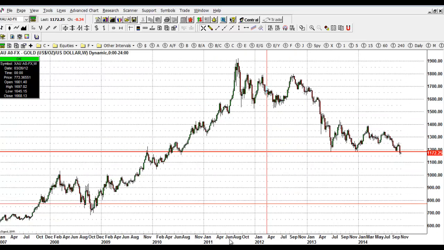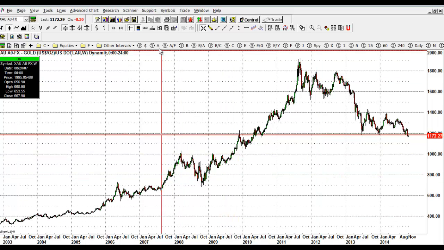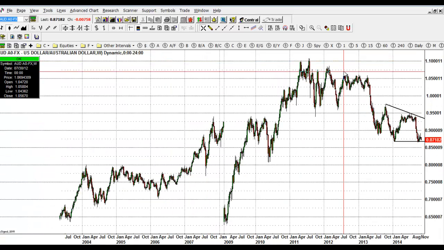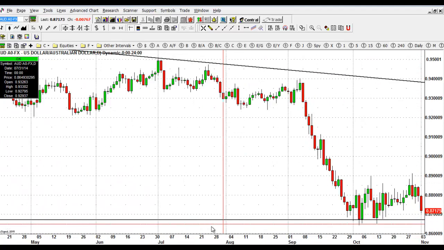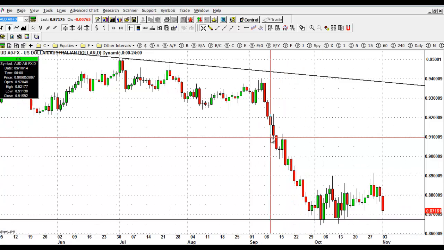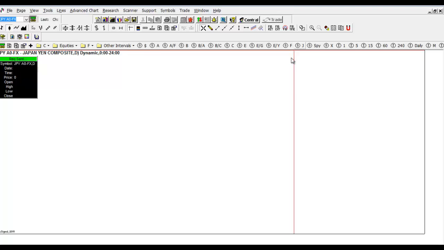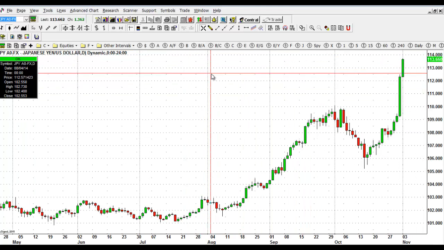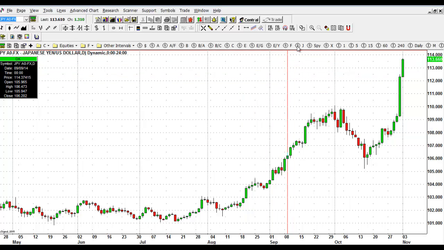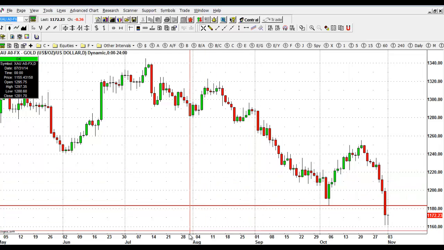Okay, so that's what's happening in the currencies. Current opportunities we're involved in: the Australian dollar, where we're short, or our members are short, this market and doing fairly well. The Japanese yen we're long naturally, and gold for the international clients we're short the gold market.